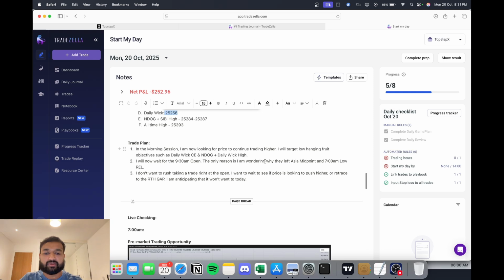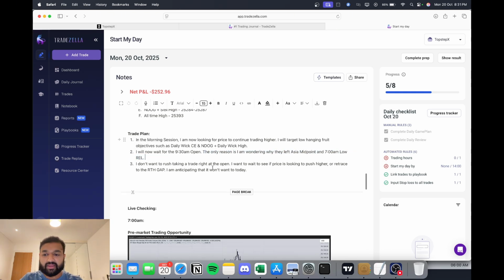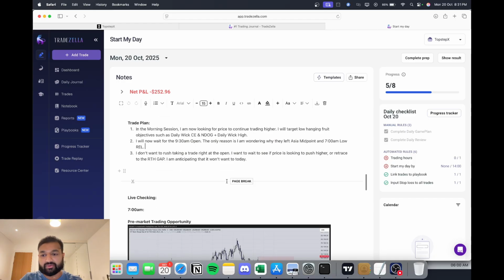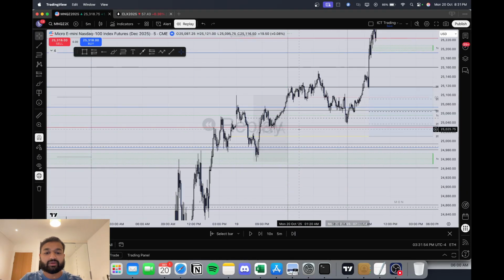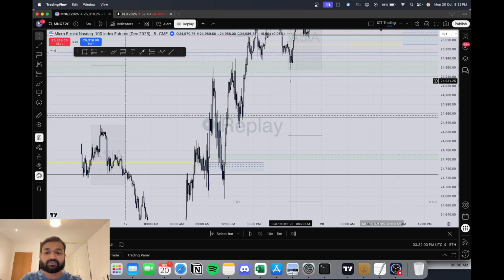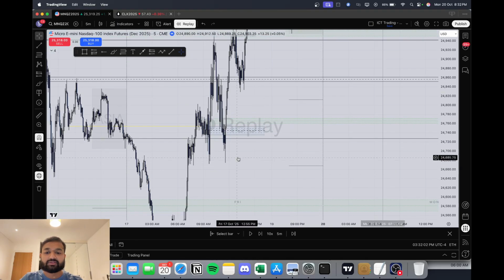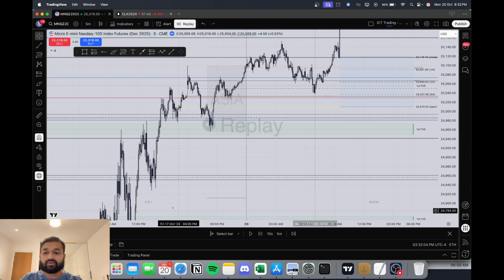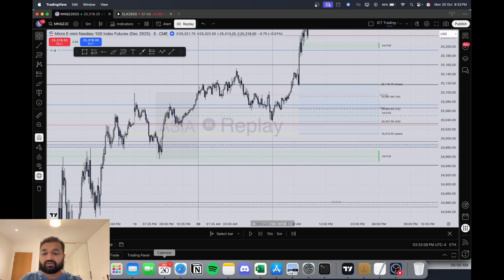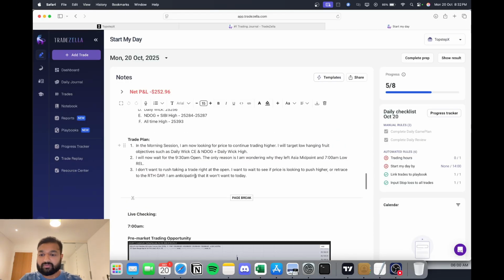My only concern was they left Asia and 7 a.m. relatively cool lows. So that is here. But this one, Asia midpoint, relatively cool lows, Asia lows, and they left this. That was on Friday actually. Yeah, I shouldn't look at that.